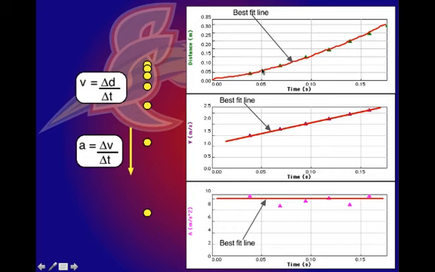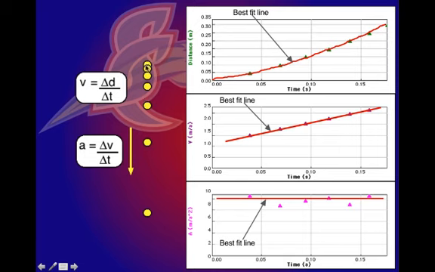And these graphs that we're going to be analyzing, we got by dropping a picket fence through a photo gate. And basically that is just an object in free fall. And as you can see from our motion diagram here, an object when it's in free fall is going to have an increasing distance in time.